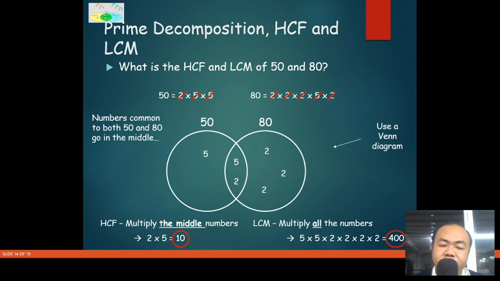Now, for HCF, you need to take the number which is the same for both numbers. For 12, you get 3, and for 15, you have 3 also. Take 3.